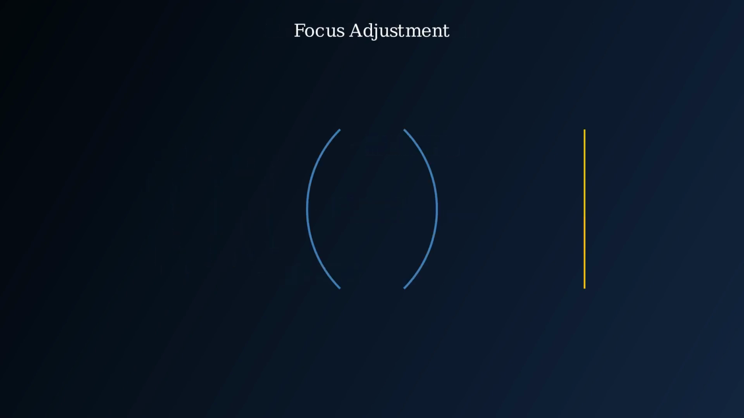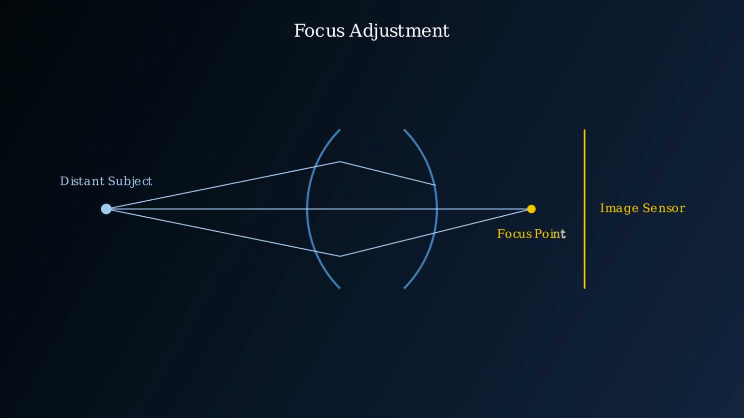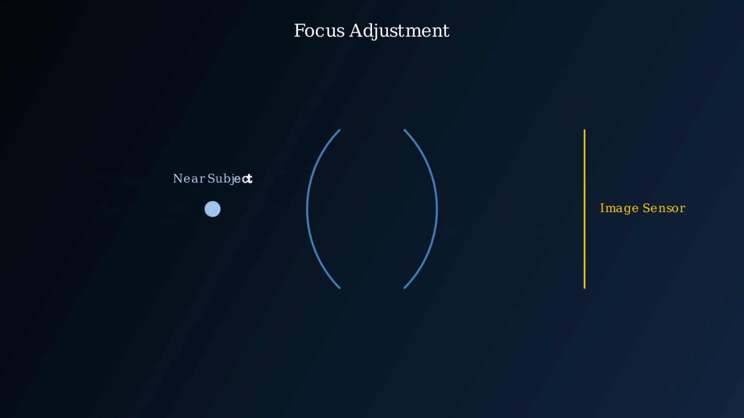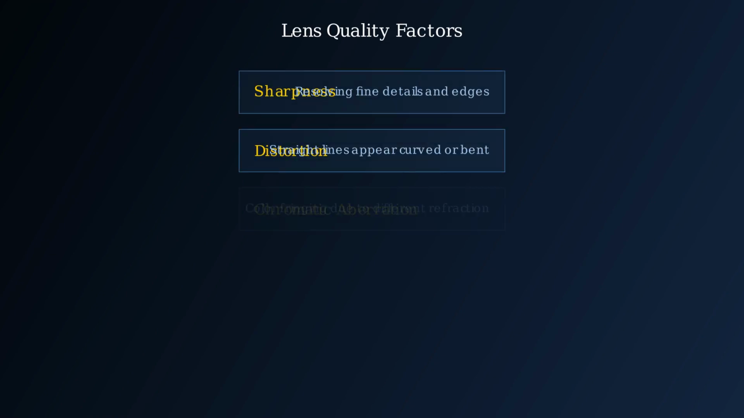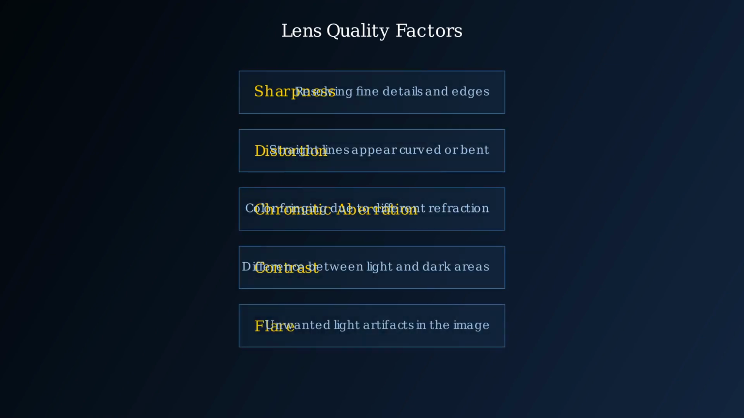Focusing a camera involves adjusting the position of the lens elements relative to the image sensor. This changes where the light rays converge. The quality and design of camera lenses significantly affect the final image. Key factors include sharpness, distortion, chromatic aberration, contrast, and flare resistance. Understanding how lenses work helps photographers choose the right equipment for their specific needs.